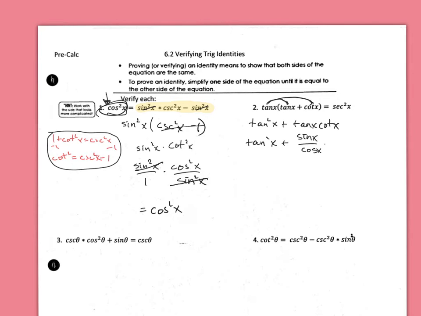So tangent is sine over cosine, and cotangent is cosine over sine. And now everything is gone. Now you could skip that step and go right to tangent squared plus 1 if you'd like, because these are reciprocals, so they do multiply to give you 1. And then if we look at the trig identities, tangent squared plus 1 is secant squared. And that's what the goal is, so we're finished.